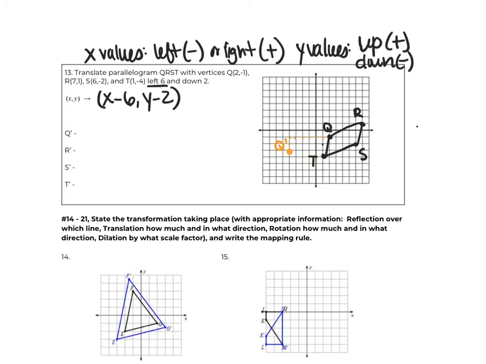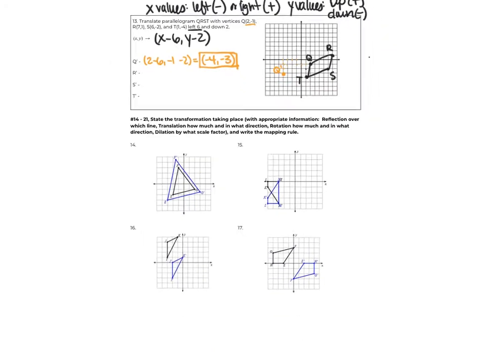All right, if I did it on the mapping rule, I would do, originally I had 2, negative 1. So if you want to do it here, you can. So that's 2 minus 6, comma, negative 1 minus 2, which equals, well, 2 minus 6 is negative 4. Negative 1 minus 2 is negative 3. All right, so let's check and make sure we got that. 1, 2, 3, 4, 1, 2, 3. Perfect, so that means both of those options were right. All right, so that's how you do the first one there. You guys go ahead and finish it up.